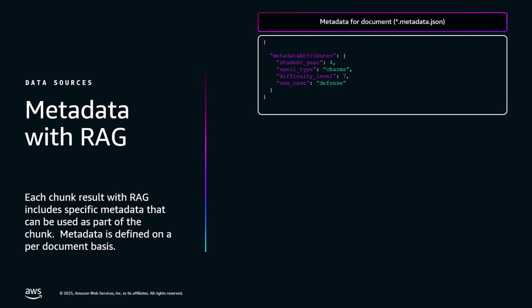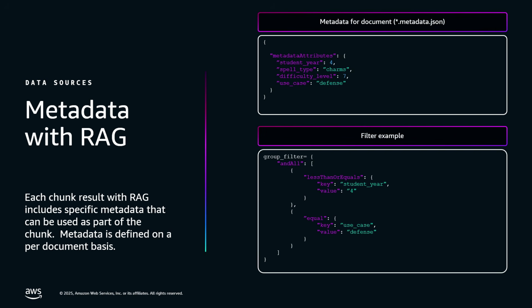So, as an example, we are now at a wizard school, and we want to add metadata to this vector database on the different types of defense spells that you have. And so, for example, you have a student year, so let's just say I'm a student in year 4, spell type charms, difficulty level 7, and use case is defense, all right? And so as part of the query that you send using the Converse API, you can do filters with this.